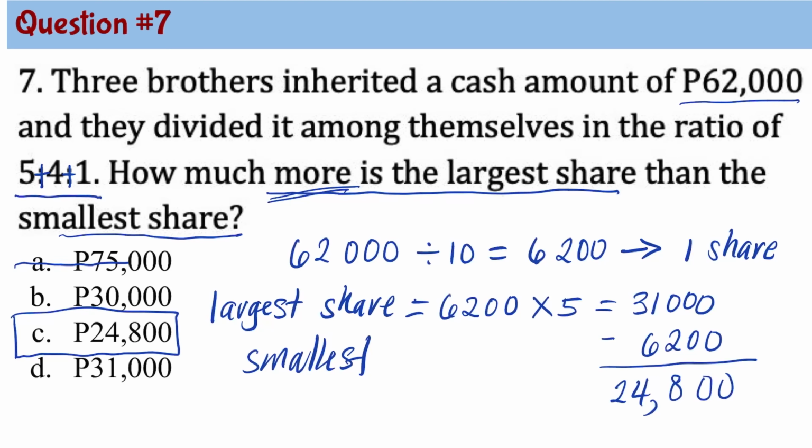Letter A, right? It can't be letter A because the amount is only 62,000. Is it possible to get a difference of 75,000? Can't be, right? So the answer for this question number 7 is letter C, 24,800.